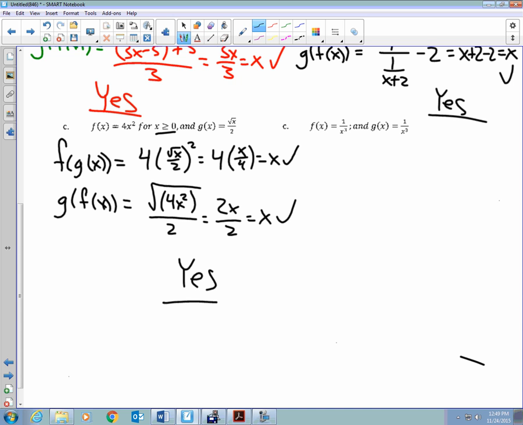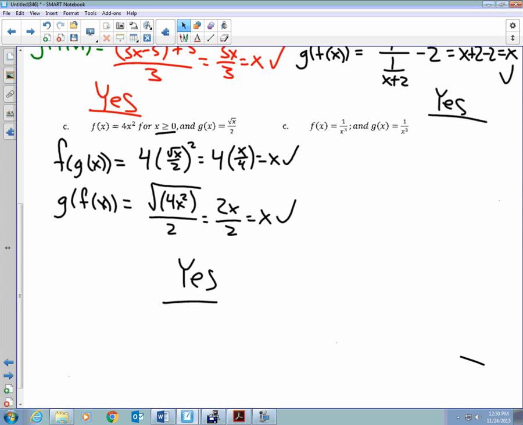Any questions on letter C? Okay, then our final example, second letter C, it looks like. For our second letter C, what do you notice about those?